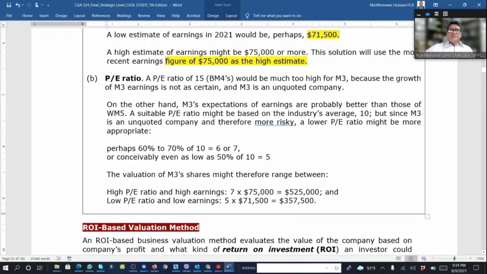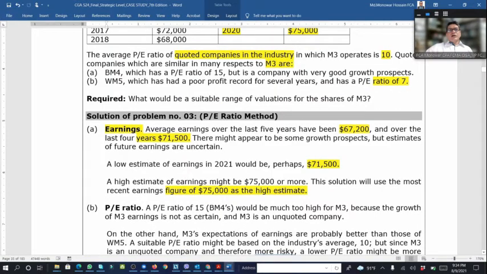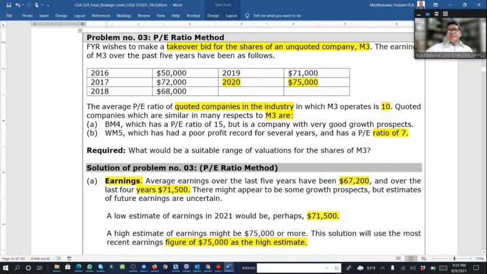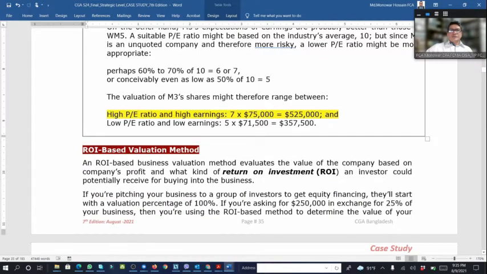And the P/E ratio, just for understanding, here two items, higher and lower. Look here, P/E calculated: higher, that means 75, and lower, the 4-year average 71,500. So for 5 years and taking the 7, 5 and 7 is the P/E ratio. Here look, this 7, and calculated here.